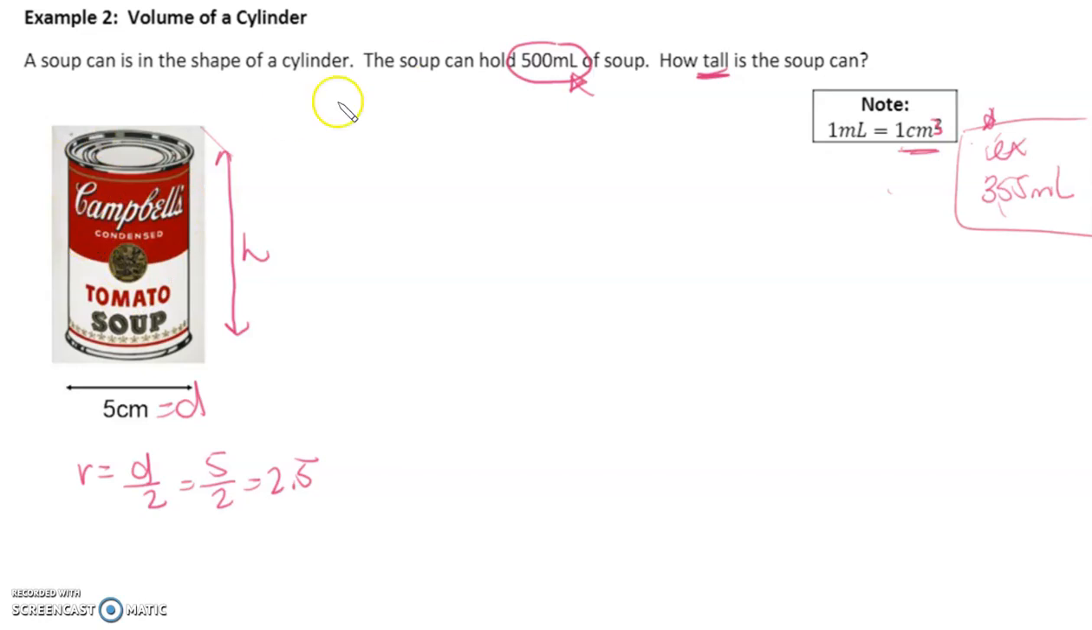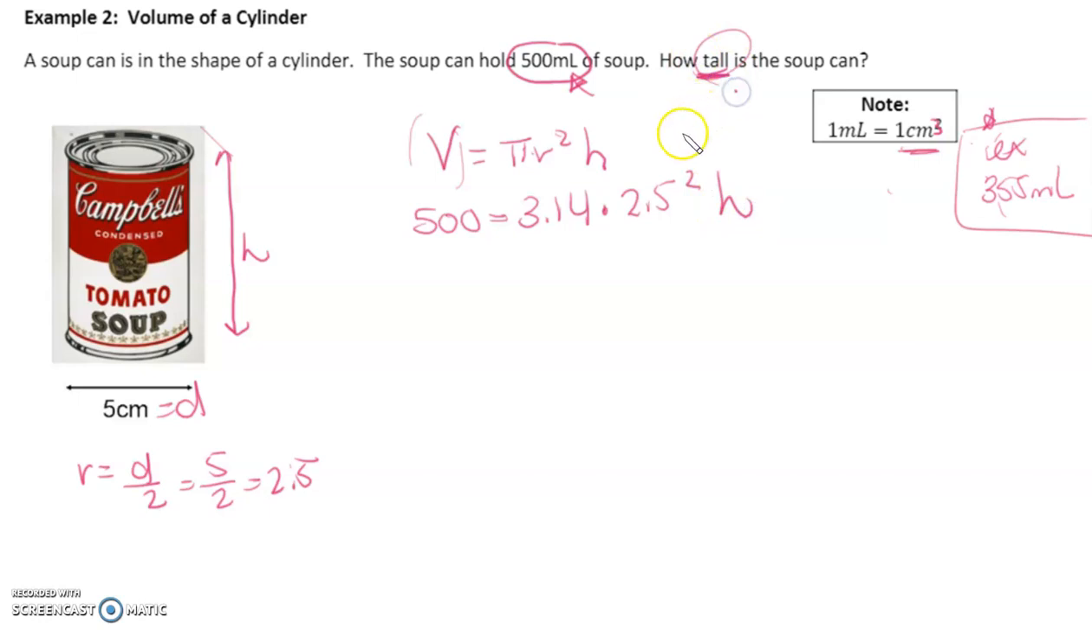Okay, so for the soup can, we have volume equals pi r squared h. But we know volume, it's 500. We know pi, it's 3.14. We know the radius, it's 2.5 squared. And then we don't know the height, right? How tall is the soup can? That's kind of what we're trying to solve for.